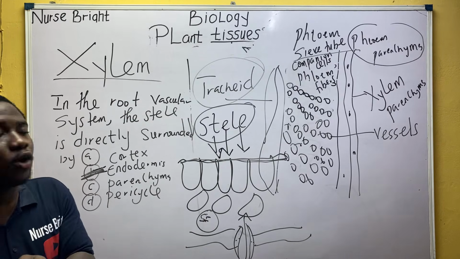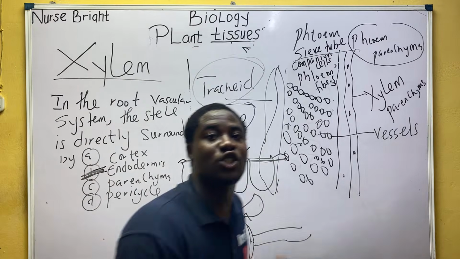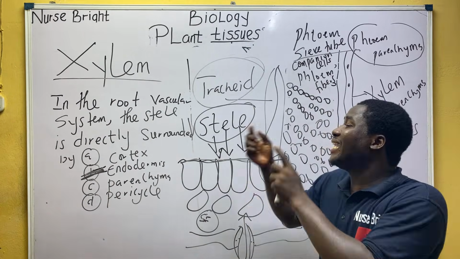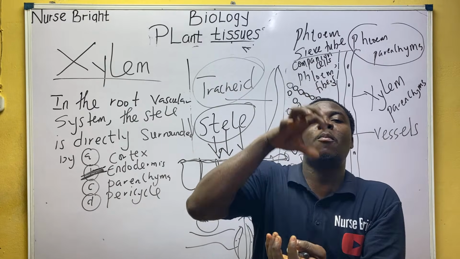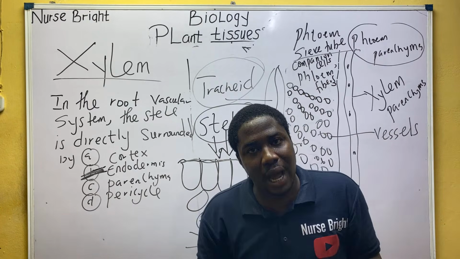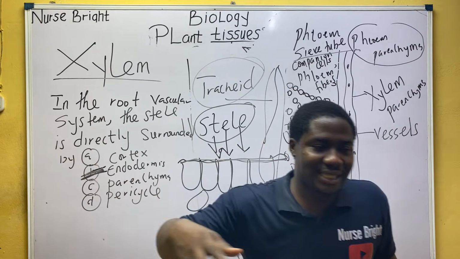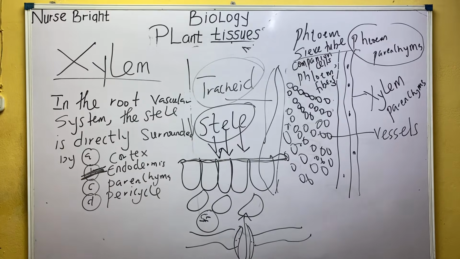So the leaf has a cuticle, but the part of the plant that doesn't have it is the roots. Why? Because if the cuticle is present on the root, it will prevent that structure from absorbing water. Sorry, it would prevent that structure from losing water. Do you understand?